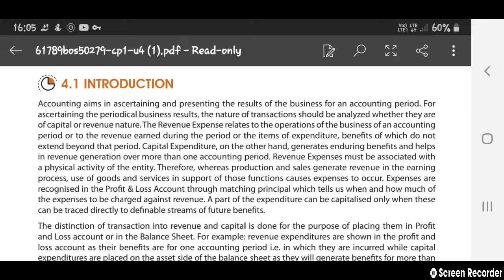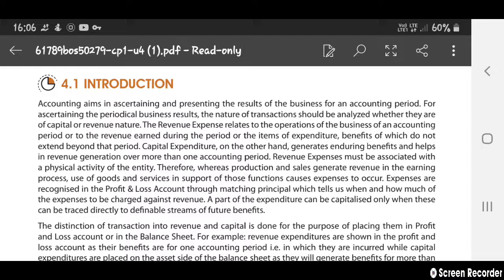Revenue expenses are about the operating of the business in an accounting period, or the revenue earned during the period, or the items of expenditure whose benefits do not extend beyond that period. If the benefits do not extend beyond that period, it is revenue.